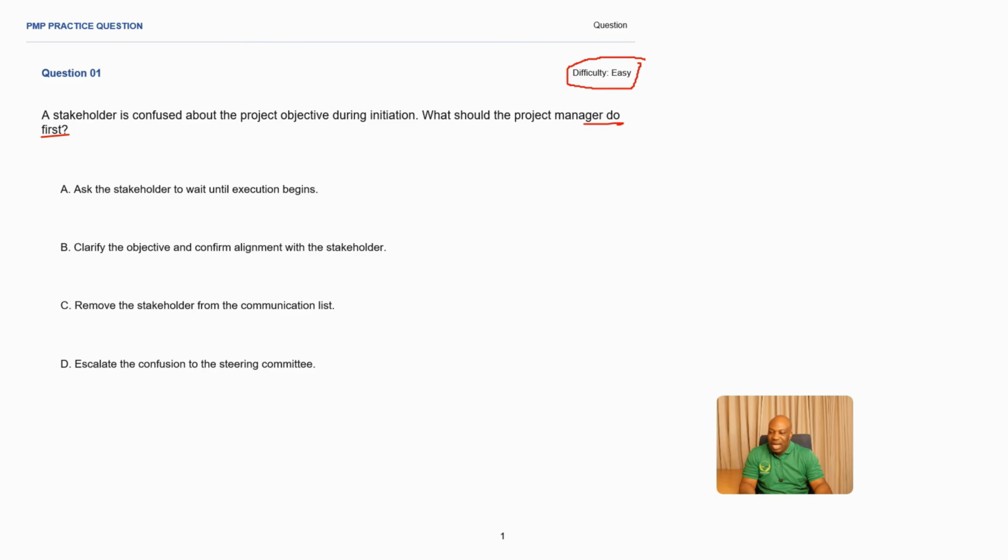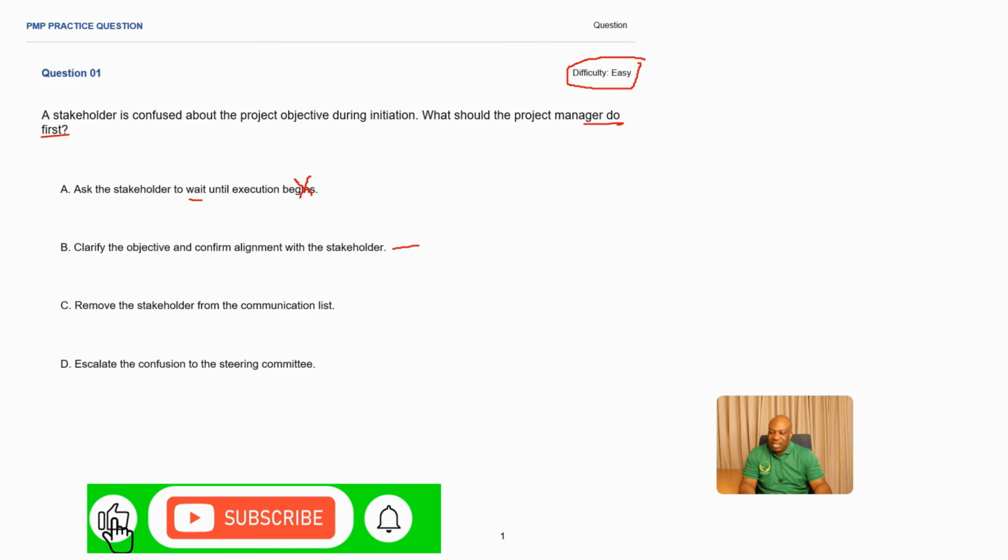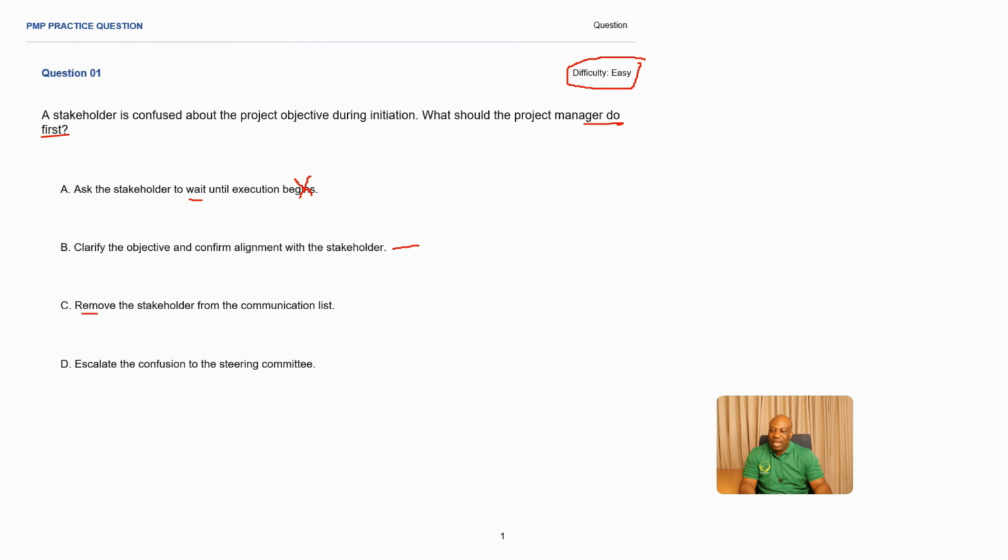Option A, ask the stakeholder to wait until execution begins. By way of the right mindset, if you see something to do with wait, it means you're delaying the project. So that makes this option not the good answer. Option B, clarify the objective and confirm alignment with the stakeholder. This one makes sense. Option C, remove the stakeholder from the communication list. You don't just go and remove stakeholders from the communication list because they are confused about project objectives. So this makes this answer incorrect.